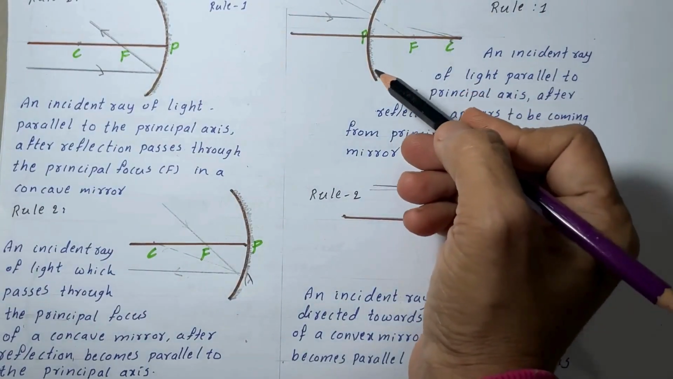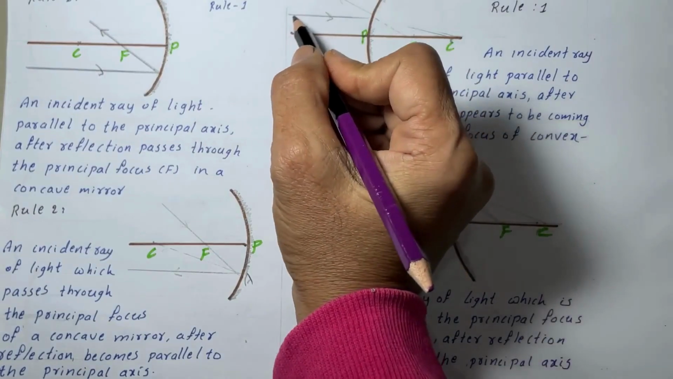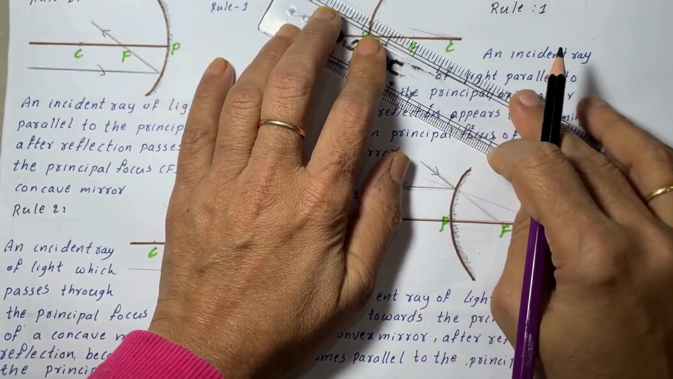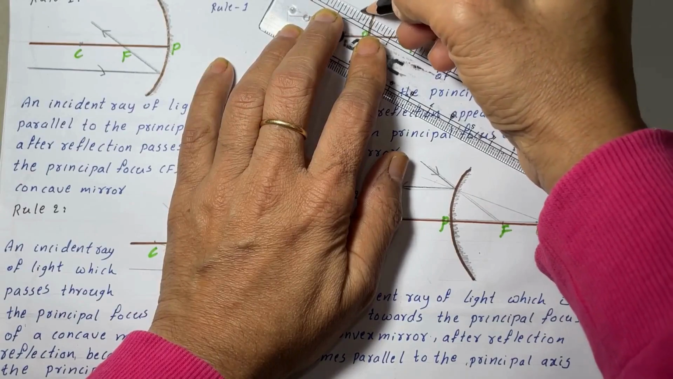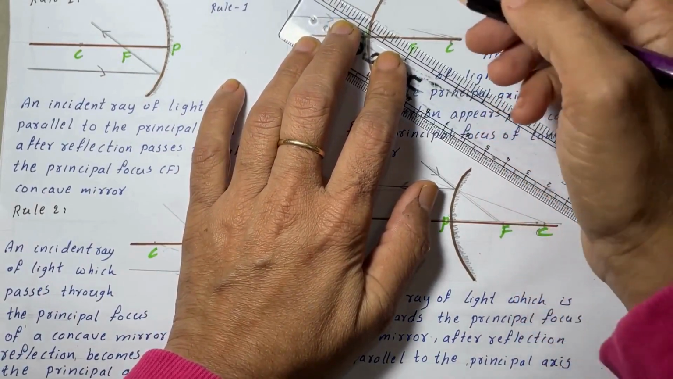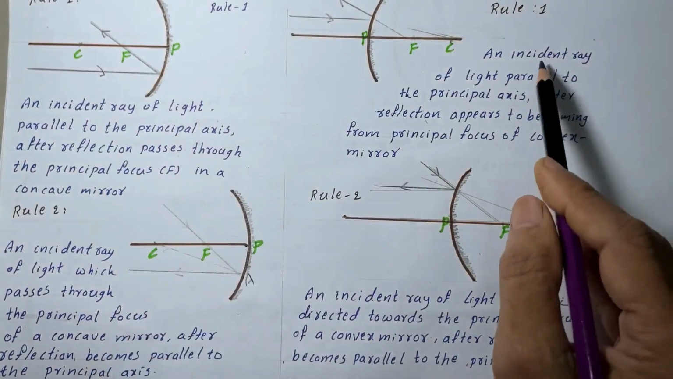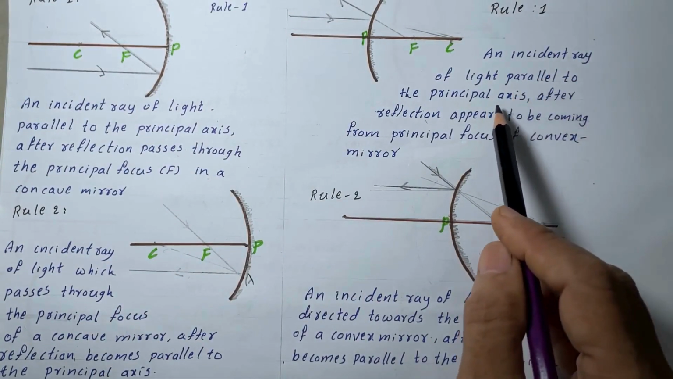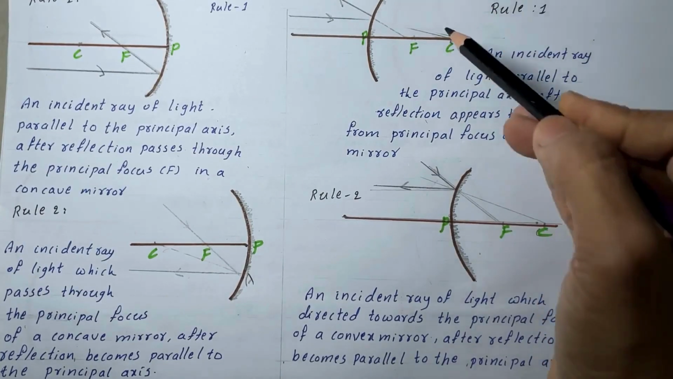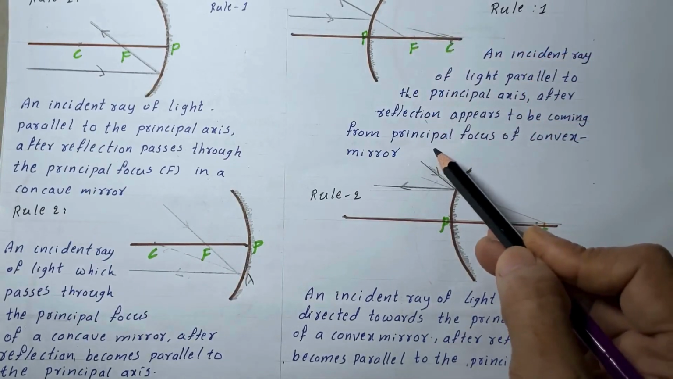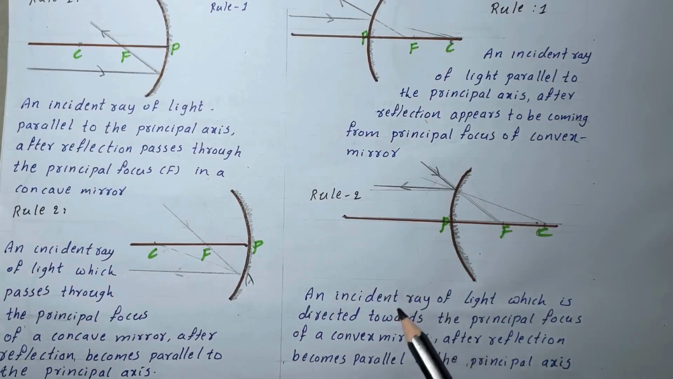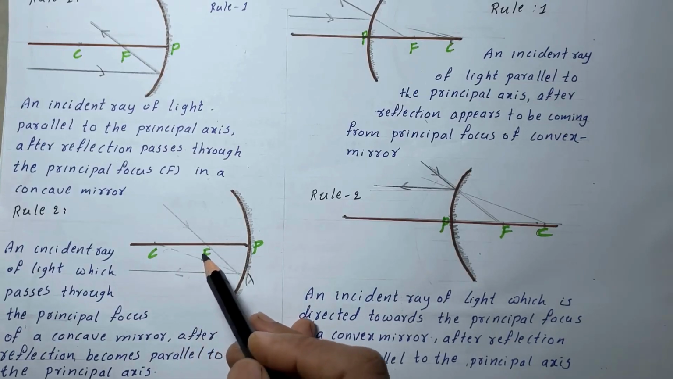And when you come to the convex mirror, the ray parallel to the principal axis after reflection appears to be coming from the focus, or directed in the direction of the focus. An incident ray of light parallel to the principal axis after reflection appears to be coming from the principal focus of the convex mirror. That is the first rule. Come to the second rule.